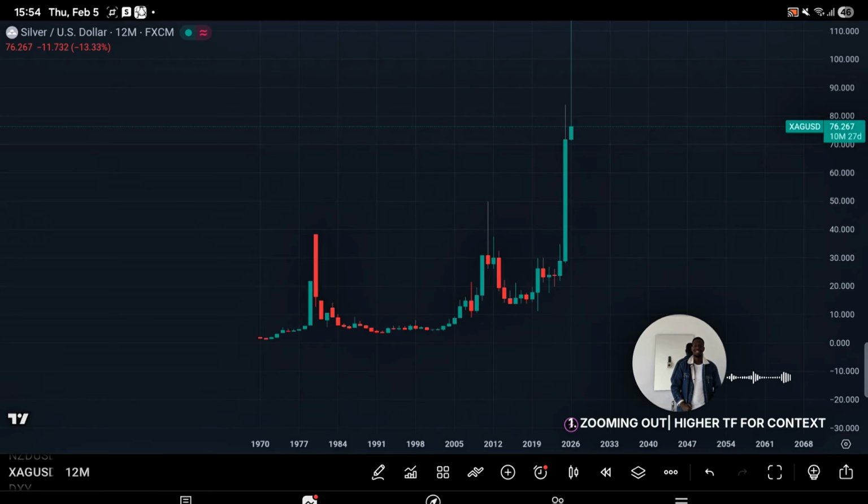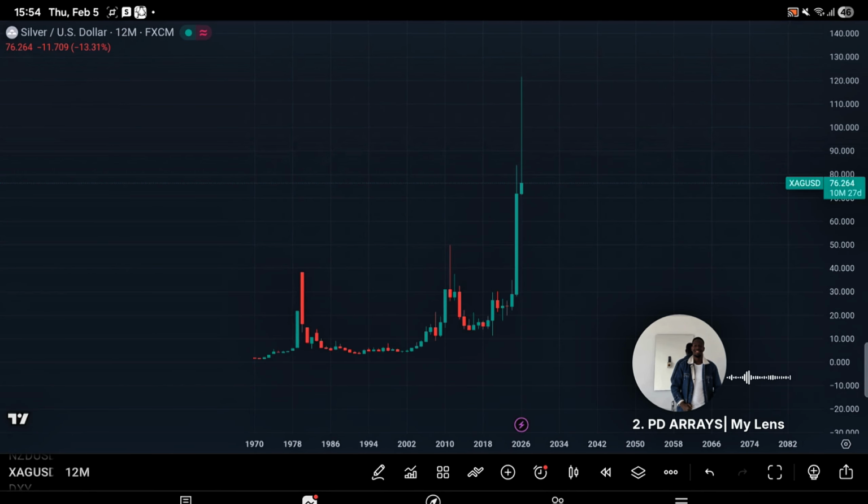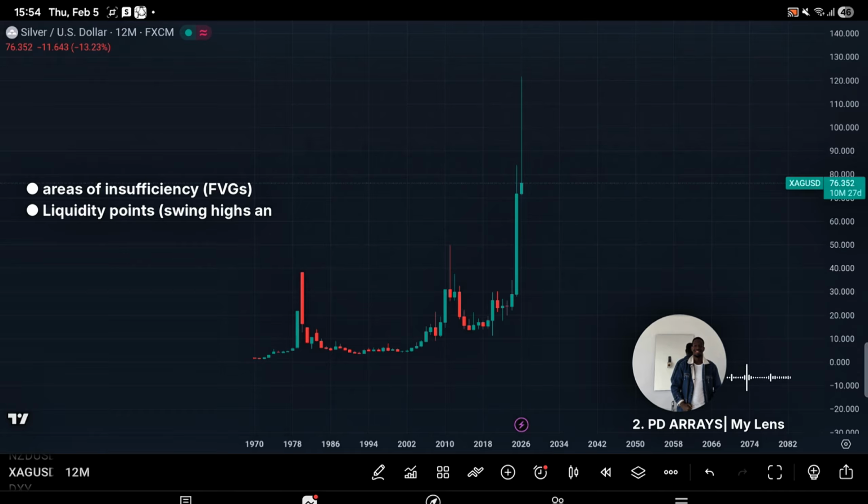So the next thing I do is I attach my PD arrays to my chart from the higher time frame, and then I go lower as I go. So what are my PD arrays? The PD arrays that I'm using are fair value gaps and swing points. So basically, this is what I look at to trade. This is practically my lens.